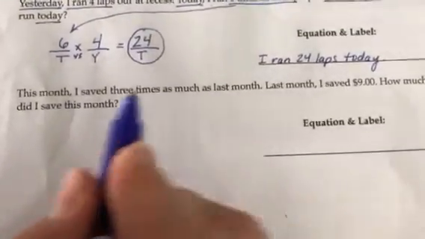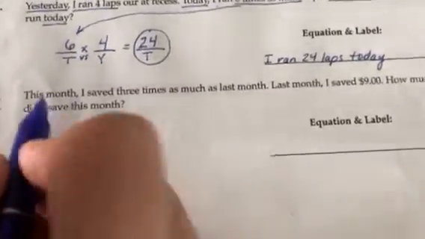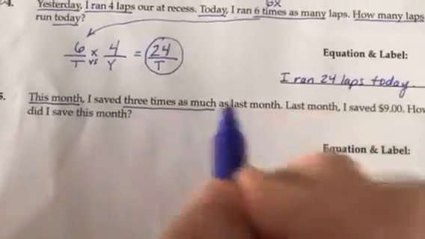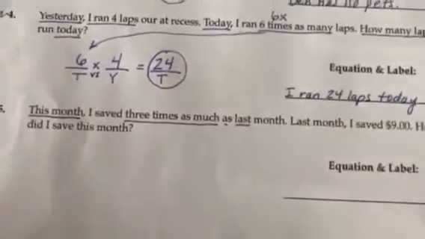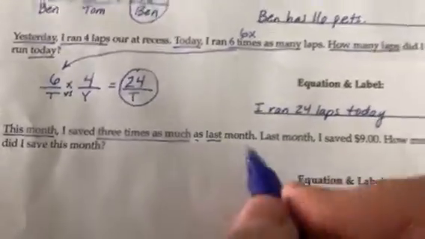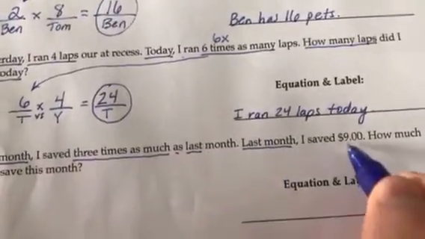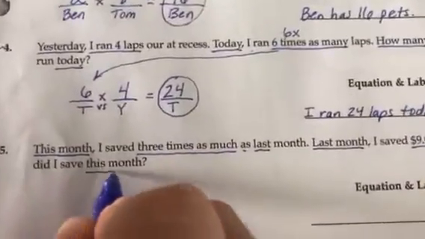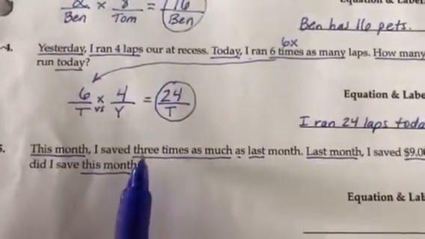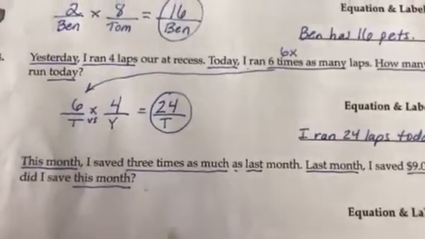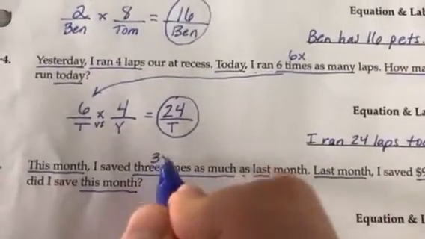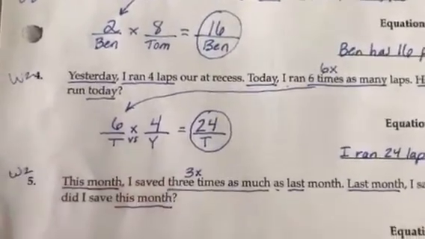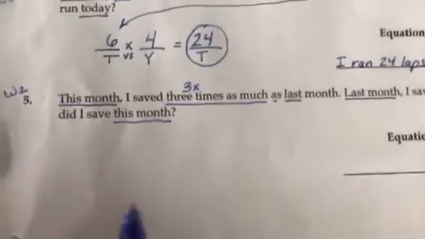Right there, I can see that we're versing. We're comparing 2 things. So this month, 3 times as much as last. Okay, so this versus last. Last month, $9. How much this month? As soon as I see 3 times, I go, oh, that's my 3x. That means I'm comparing 2 things. That's window 2.